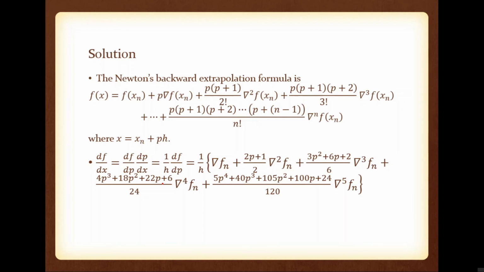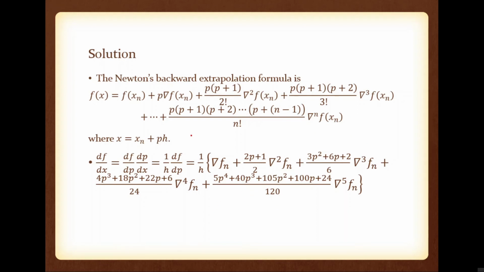You know how to derive this df by dx now. For that purpose, you have to find the next two terms also. What is the next term? p into p plus 1 into p plus 2 into p plus 3 divided by 4 factorial into del raised to 4 fn, plus the next term also. Then find the derivative of the first 6 terms. The derivative of this term is 0. Then find the derivative of the remaining 5 terms. That you have to do. Okay, so we have this equation.